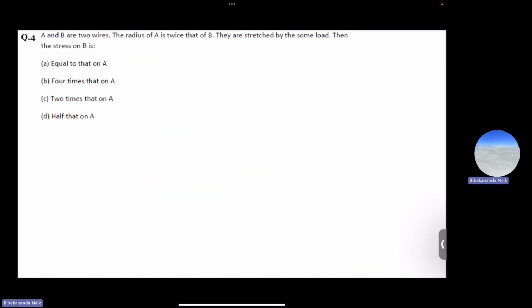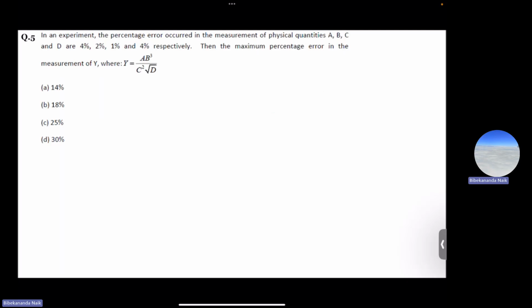Now we'll move to question number 4. Question number 4 says A and B are two wires. The radius of A is twice that of B. They are stressed by same load. Then the stress is. Again, I think this question is getting repeated, so you don't need to solve this. Repeated question.